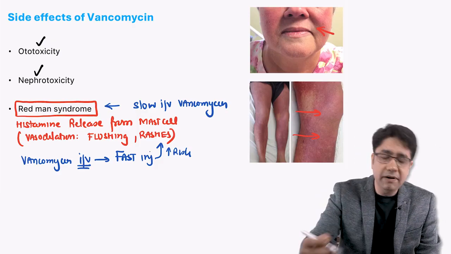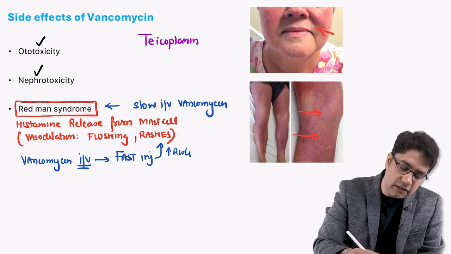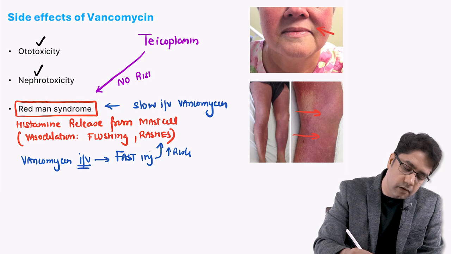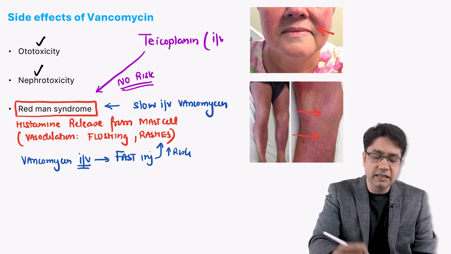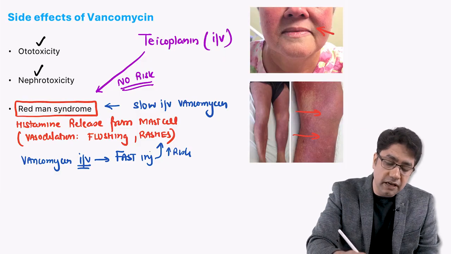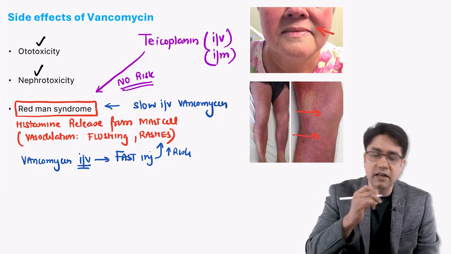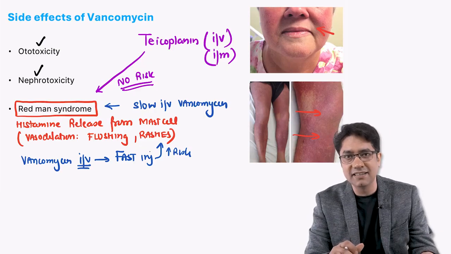That is why we have made one drug. The drug name is teicoplanin. Teicoplanin has no risk of causing red man syndrome. And another great advantage of teicoplanin: just like vancomycin, it can be given intravenously, but it can also be given as an intramuscular injection. So red man syndrome, remember vancomycin.